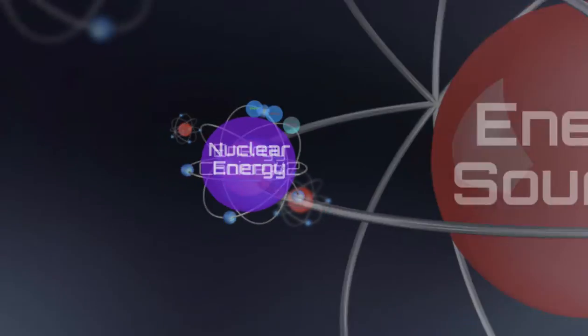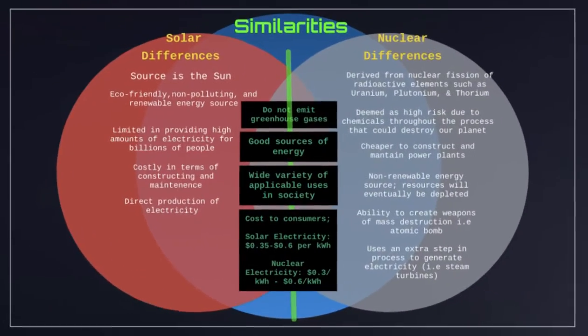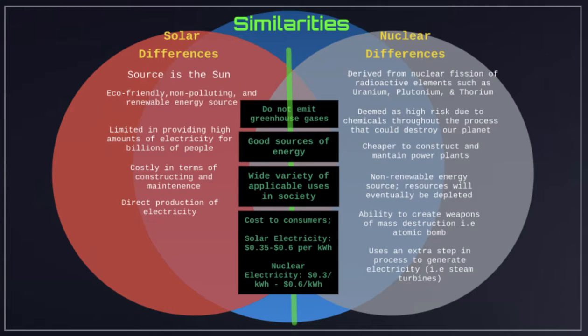With knowledge of both solar and nuclear energy, shown here are the similarities and differences. The source of energy for solar comes directly from the sun, while nuclear derives from nuclear reactions of radioactive elements. Solar energy is costly, while nuclear is cheaper in relation to construction and maintenance of power plants. Solar energy directly produces electricity, while nuclear uses an extra step by means of the steam turbines. Solar and nuclear energy do not emit greenhouse gases, have multiple uses in society, and are cost efficient to consumers compared to fossil fuels such as coal.